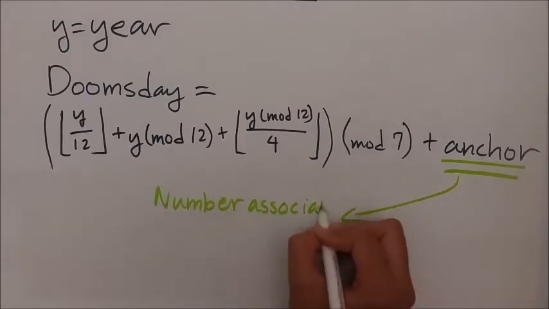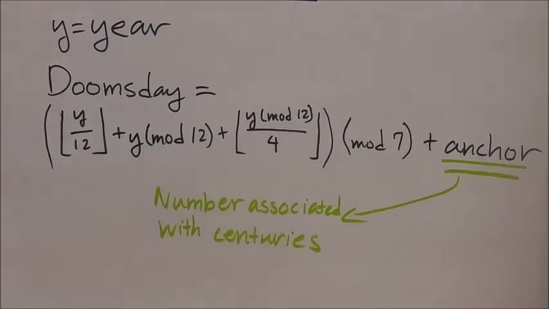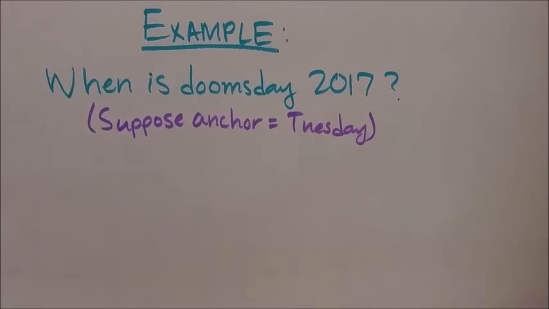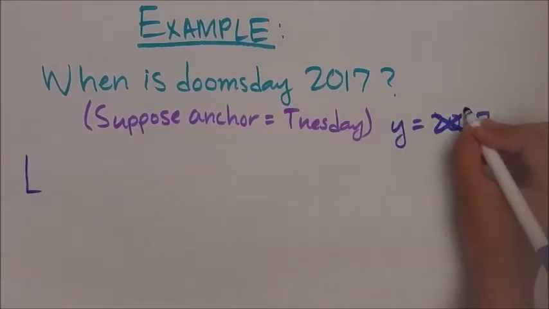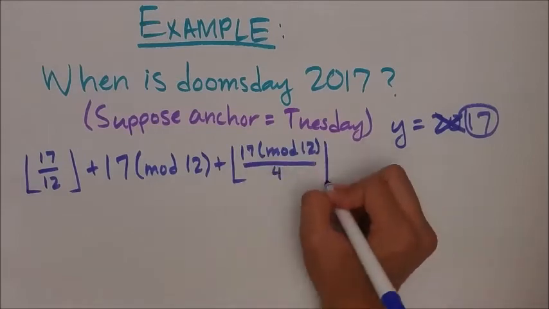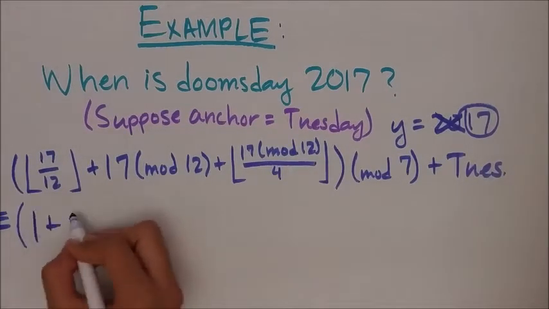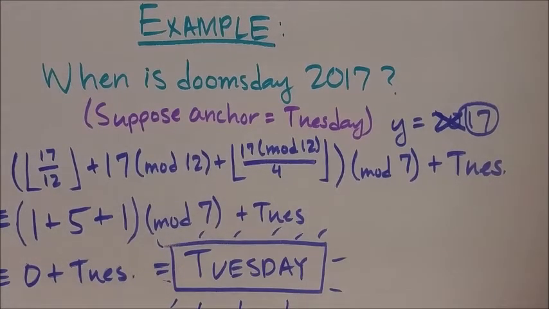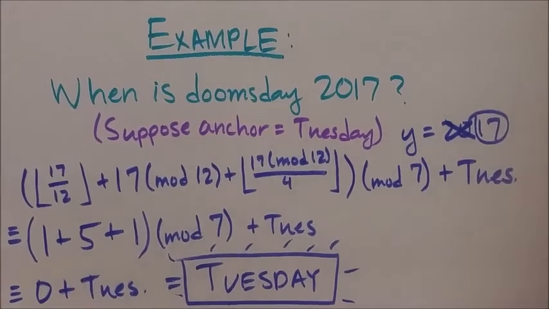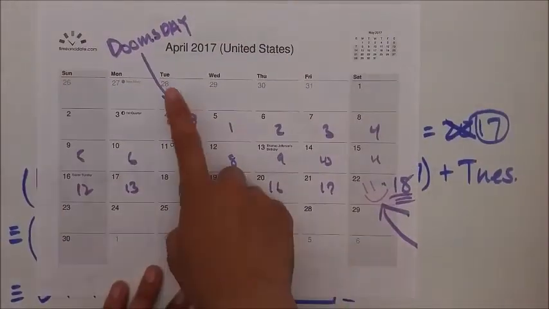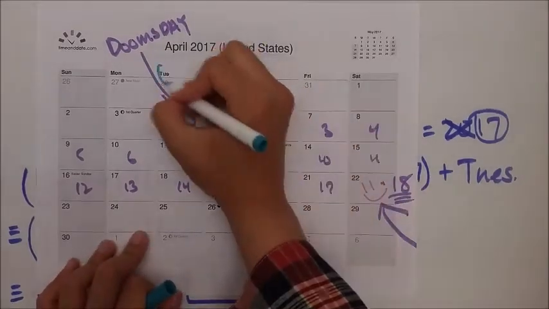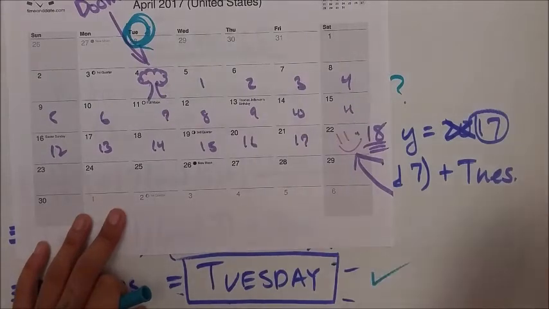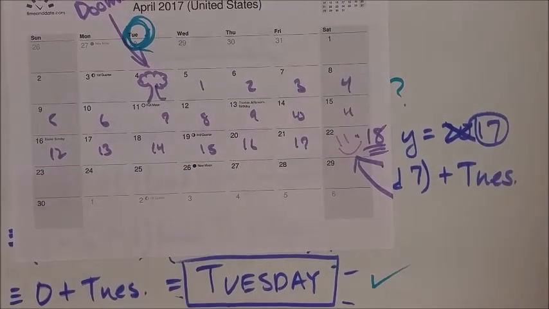As you can see, there is something called the anchor in this formula. We'll go over the anchor later, but it is a number associated with each century. Here's an example of how to use this formula. Let's calculate the Doomsday for this year, 2017. Suppose we know that the anchor for this century is Tuesday. As we can see, 2017's Doomsday falls on a Tuesday. Now let's check this calculation with an actual calendar of this year. The closest Doomsday to today is April 4th, and April 4th falls on a Tuesday, so our calculation was correct.